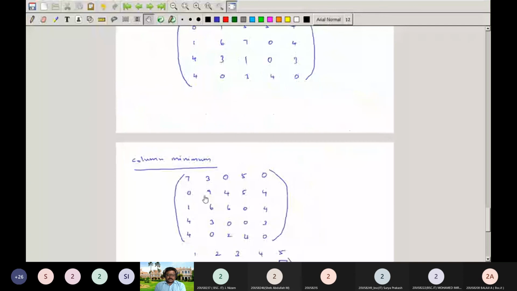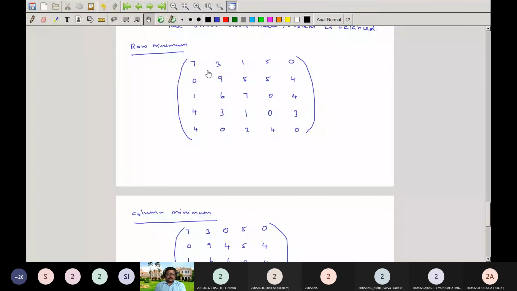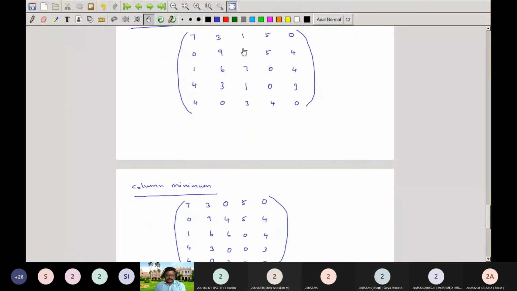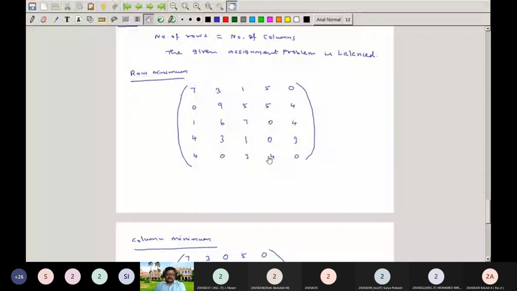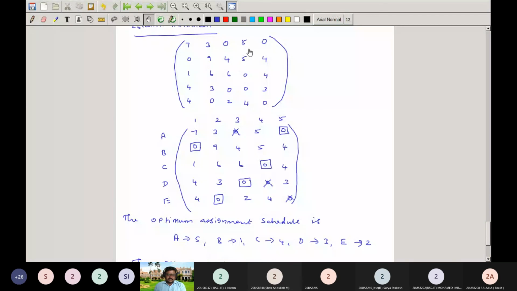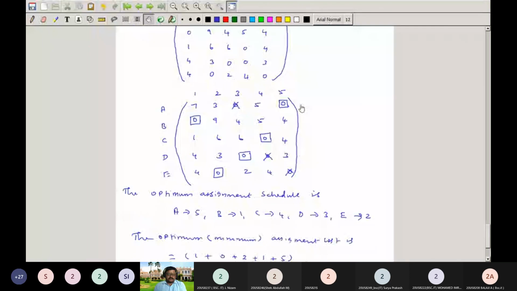Column minimum. First column minimum value 0, second column minimum value 0, there is no change. Third column minimum value 1, so subtract 1 from each element of column 3. Column 4 minimum value 0 and column 5 minimum value 0, there is no change. Next, write the same values in the column minimum matrix. Assign each row, each column a single 0.